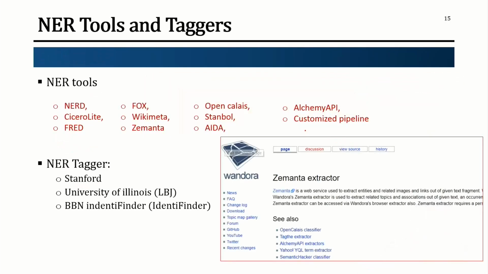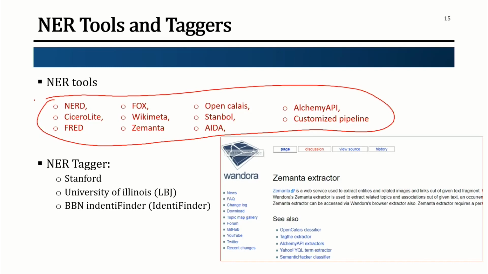And here are the tools and tokenizers that are used in NER. They are existing tools that we can use. We have Nerd, Threads, Fox, Zemanta, and so on in this example. And for the tokenizers, we have the Stanford tokenizer and LBJ tokenizer, and we have the BBN identifier. This picture gives you an example of the tool called Zemanta extractor, which allows us to perform NER online. It is a web-based application.